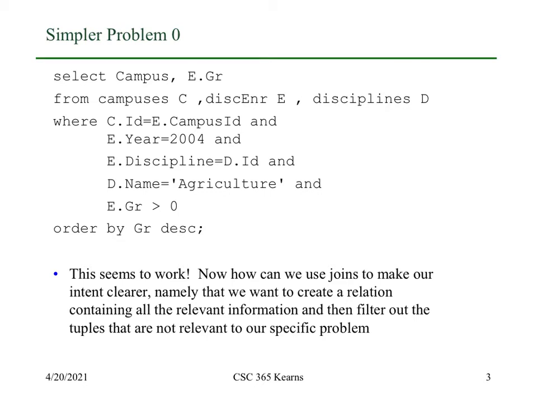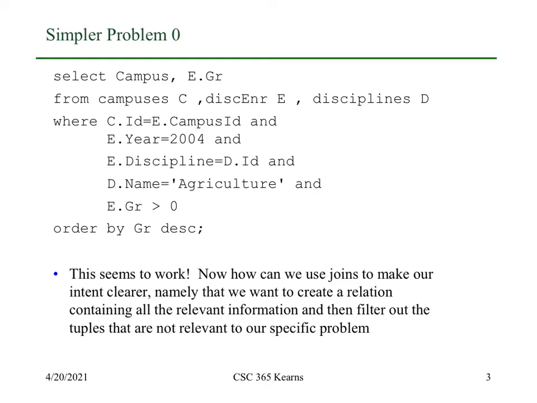And then the other relevant stuff that we're going to want to filter the resulting tuples by are: we're going to want the year to be 2004, the name of the discipline to be agriculture, and the graduate enrollment to be bigger than 0. And we want to order by the graduate enrollment. So if you put this query into CSU4, you'd see that this seems to work. And if you look at the tables and verify, you can see that you're getting the right answer.